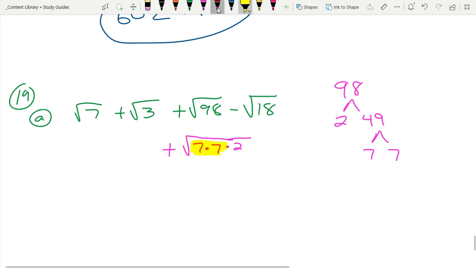That's a 49, and you know the square root of 49 is 7. So this turns into 7 root 2, because we couldn't take the square root of 2, so it stays underneath.